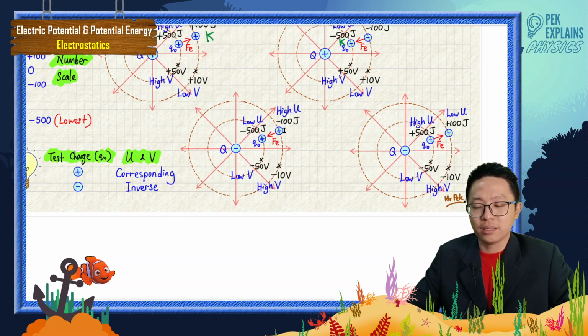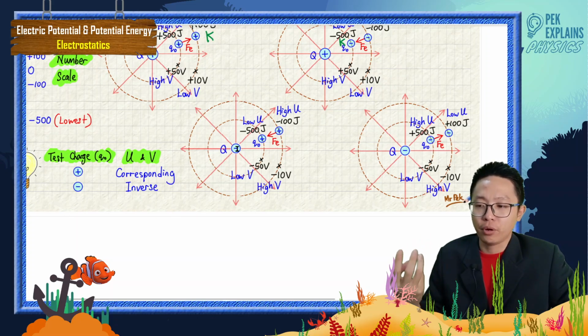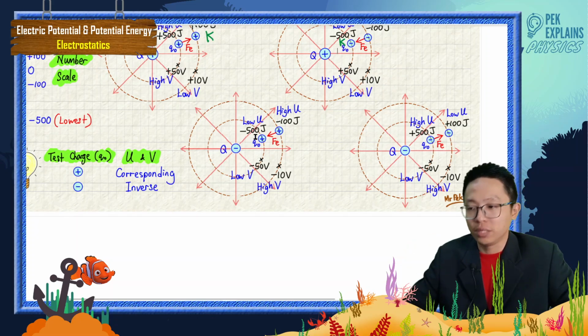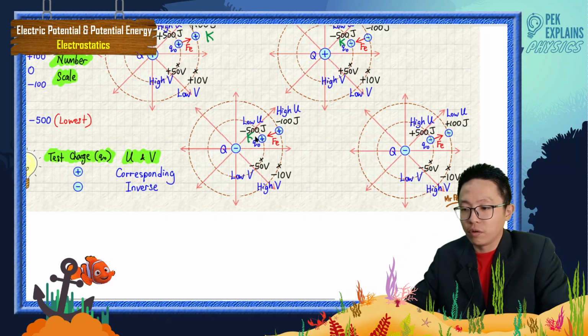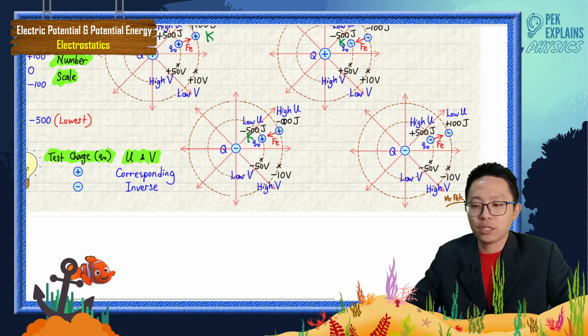When you release the test charge, it will be attracted to go nearer to the point charge, and it will convert to kinetic energy. The higher potential energy will drop to a lower potential energy.